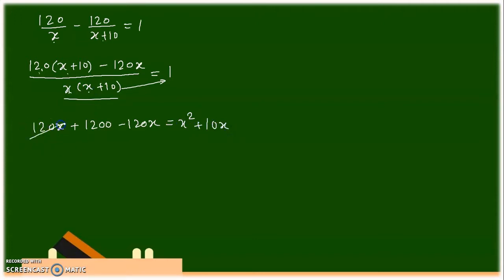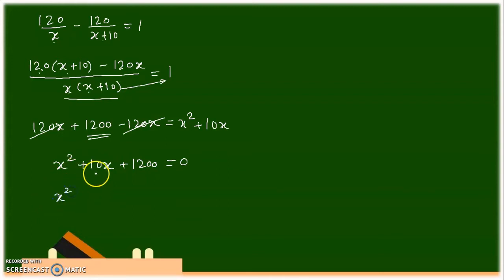So here the 120x minus 120x cancel out, and if you take this 1200 to this side, we will get the quadratic equation x square plus 10x plus 1200 equal to 0. Now we can solve this quadratic equation using any formula. Here we will use the factorization method.